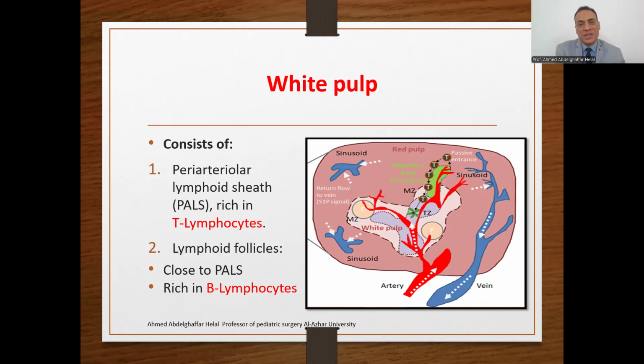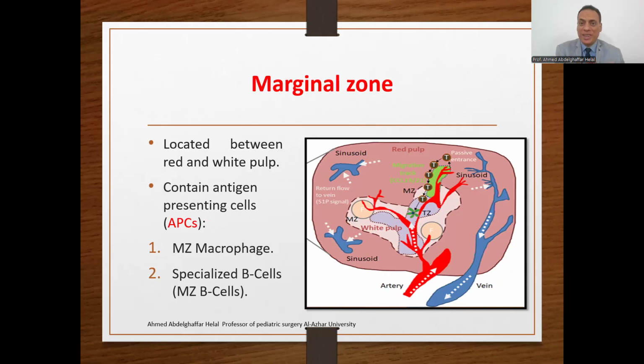So here is the site for the immune response, very important to be understood by the pediatric surgeon. Imagine when you remove the spleen, you will remove this immune response. And some bacteria, especially the encapsulated bacteria, can pass into the circulation, causing overwhelming sepsis or infection to the infant or a child. The marginal zone is the zone here between the red pulp and the white pulp.